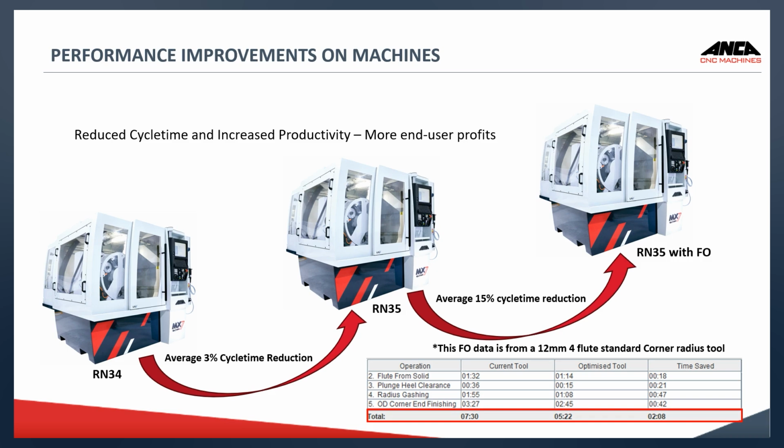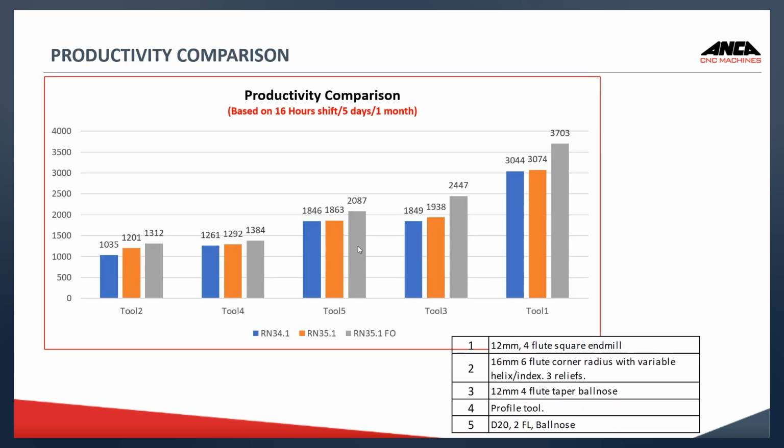Now based on this, I've calculated the productivity on a 16-hour shift, 5 days a week, for 1 month, and I've taken 5 standard tools, including a 12mm 4-flute square end mill and a few other tools. With 34.1, for example on tool number 2, you are able to get 1035 tools. And directly going to 35.1 without feed rate optimization, you are getting more productivity. And when you use feed rate optimization, you are getting a further productivity increase.